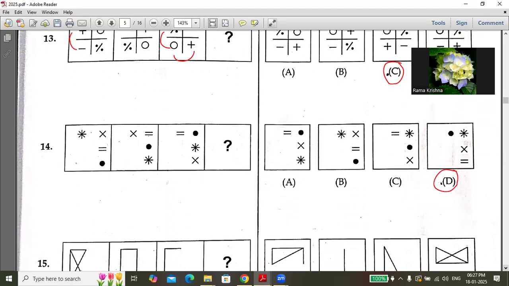Next, the 14th question. This is also a very simple question. What is happening? Whichever is here comes at the end and pushes the others ahead. So they are arranging like this. Again, this into comes to the back and pushes these three. Now this equal to has to come at the end and push. So star, dot, star, into, equal to, dot, star, into, equal to. D is the correct answer.